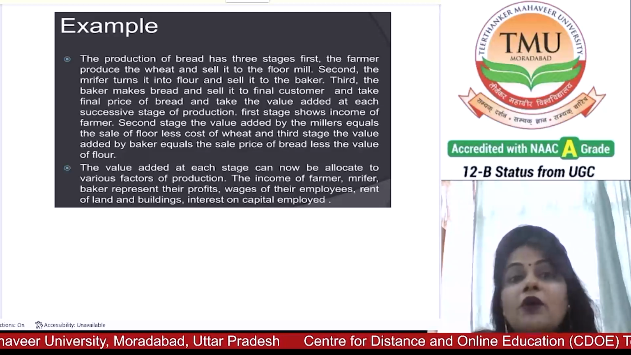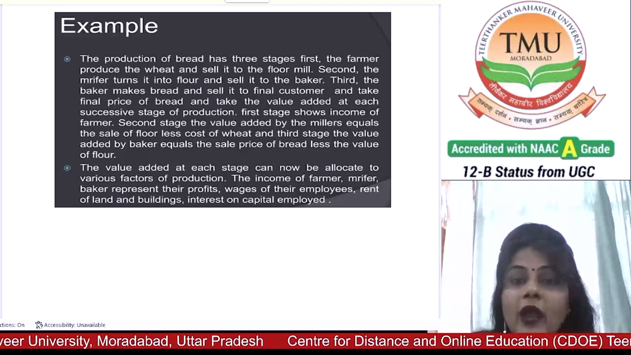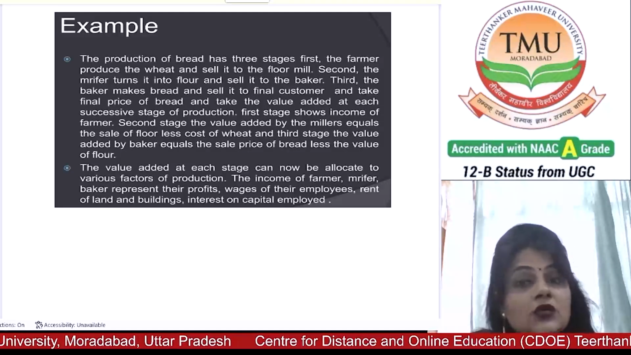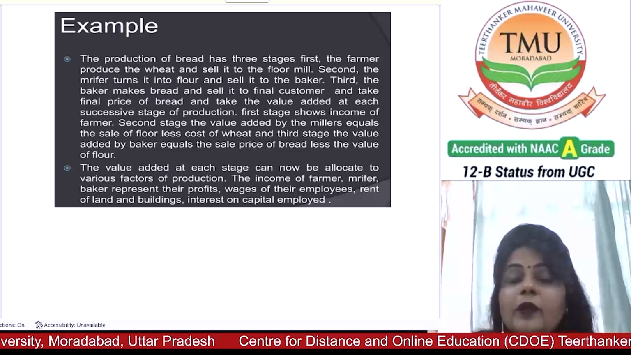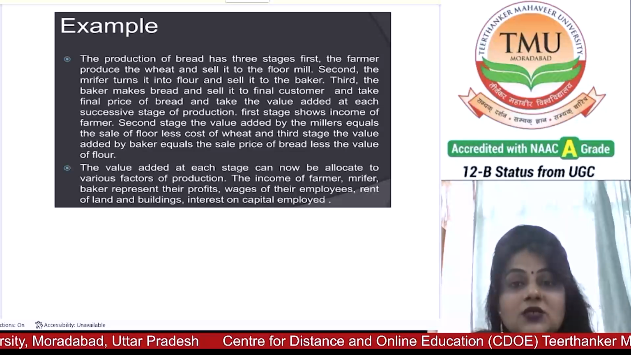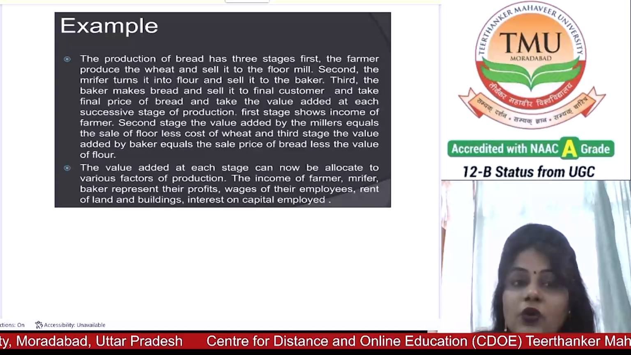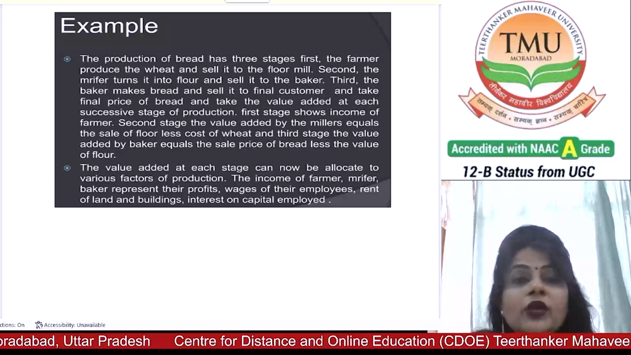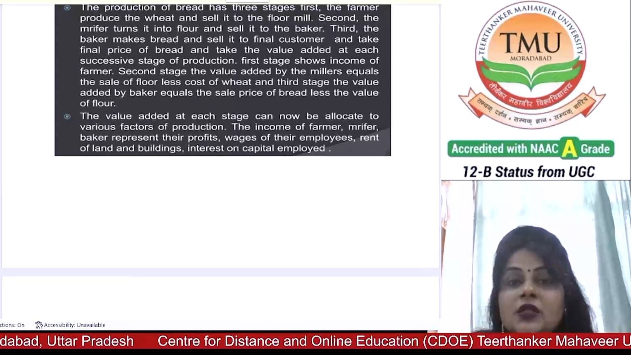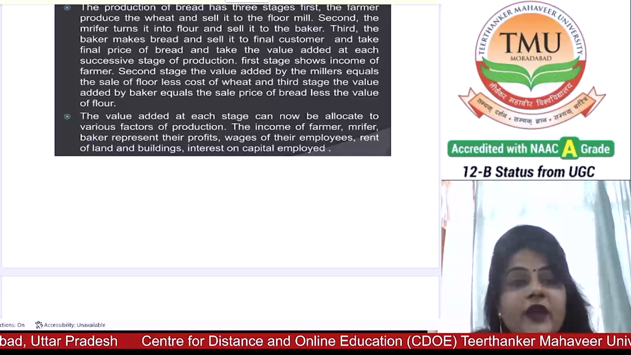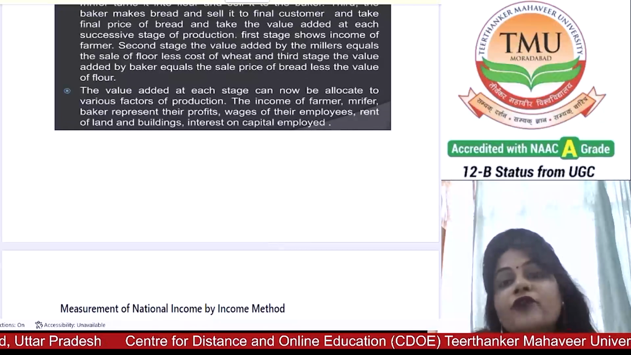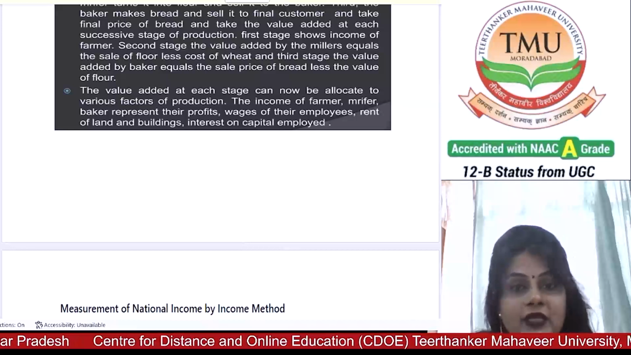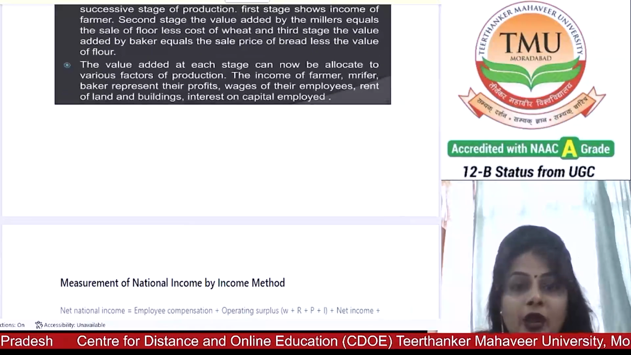The first stage shows the income of the farmer. Second stage, the value added by the millers equals the sale of flour less the cost of wheat. Third stage, the value added by bakers equals the sale price of bread less the value of flour. The value added at each stage can now be allocated to the various factors of production: the income of farmers, millers and bakers represent their profits, wages of their employees, rent of land and buildings, and interest on capital employed.